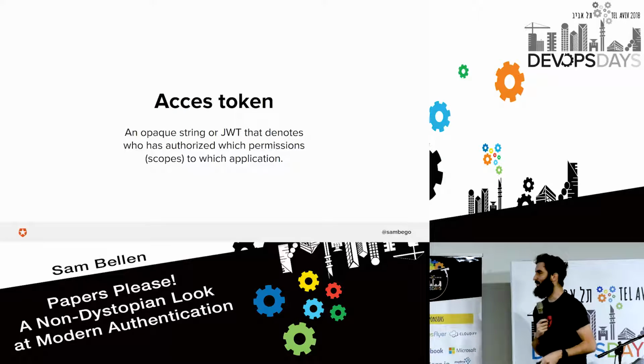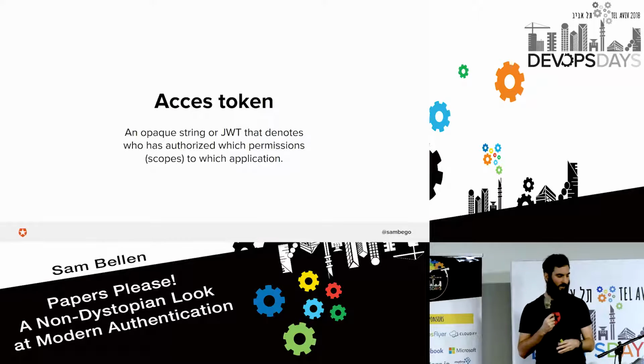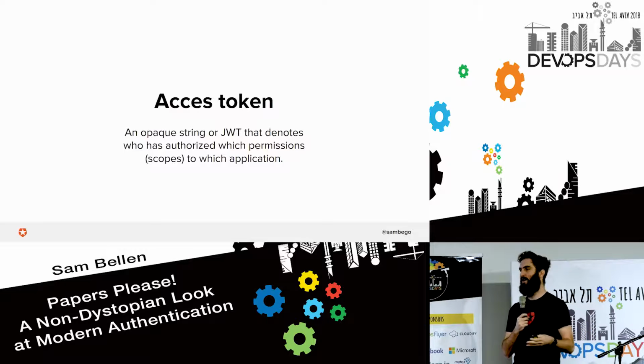An access token is an opaque string or JSON Web Token that denotes who has authorized which permissions to which application. Basically, this token is going to tell your application or your API or your backend, this user is authenticated and has the rights to do this action, to see this content, to do this thing. So that's what you use an access token for.